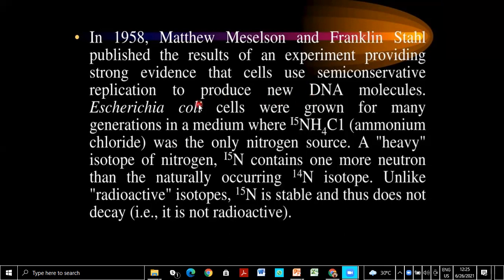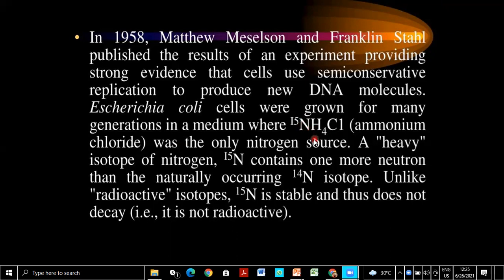So they did the experiment. Their experimental material was E. coli, Escherichia coli. Cells were grown for many generations in a medium containing ammonium chloride, in which the nitrogen is the heavy isotope of nitrogen, N15. The normal isotope is N14. They grew the bacteria E. coli in this culture medium having NH4Cl, that is ammonium chloride, with the N15 isotope of nitrogen.